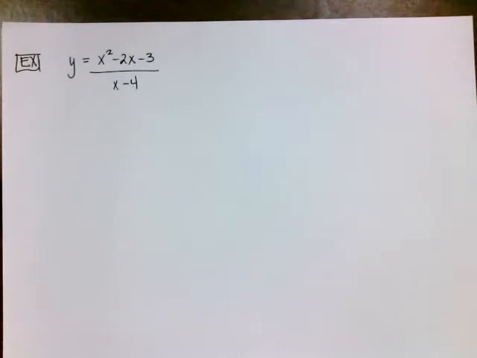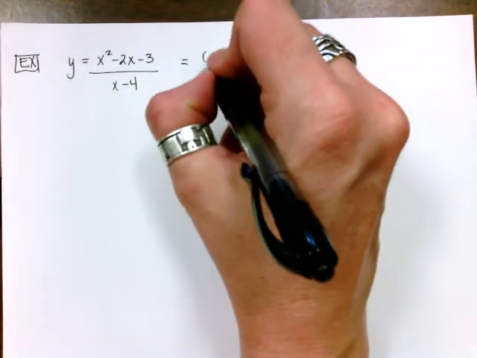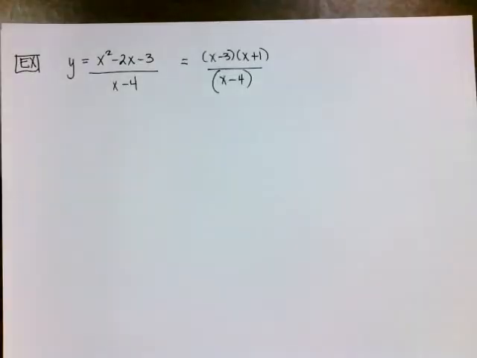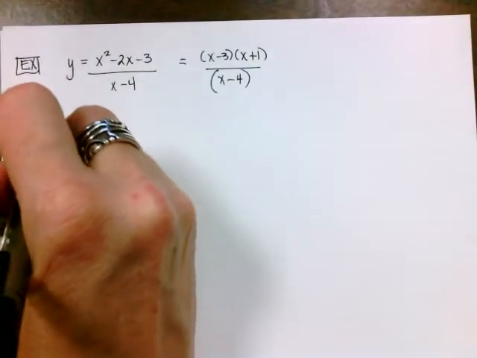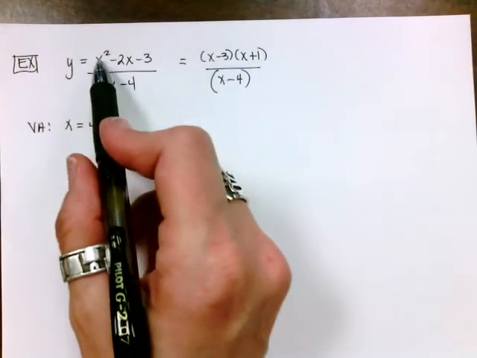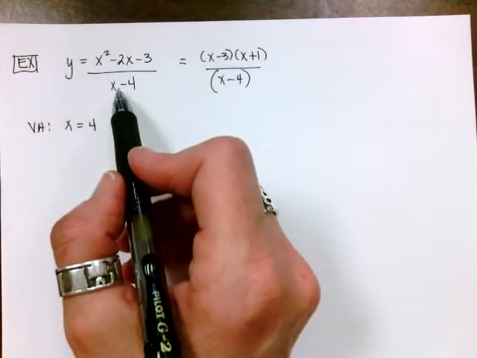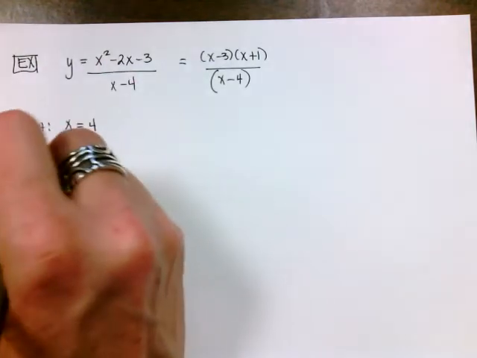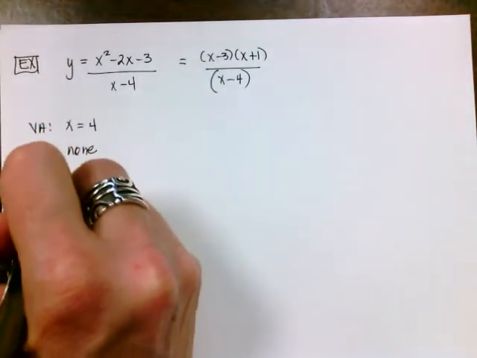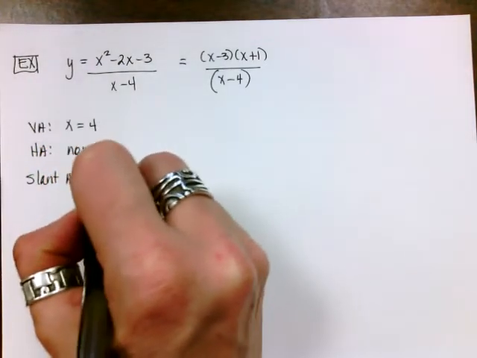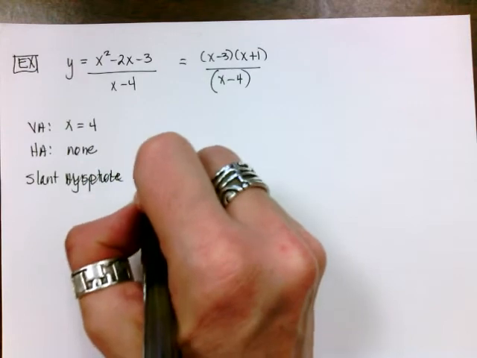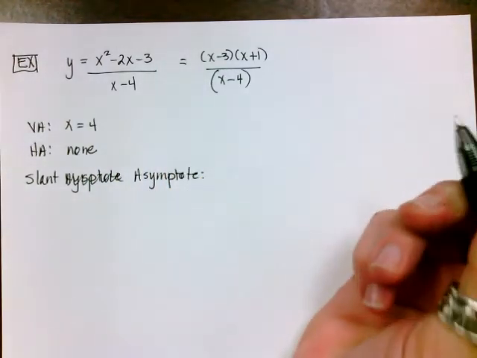So in this one, I actually want to factor the top. So it's going to be x minus 3, x plus 1 over x minus 4. Okay? All right. So I know my vertical asymptote is going to be x is equal to 4. I actually have a higher degree in the numerator than I do in the denominator. So what I'm going to show you is that I actually don't have any horizontal asymptotes, so I'm going to have none, but I'm going to have a cool thing called a slant asymptote. I spelled asymptote really wrong, sorry, A-S-Y-M-P-T. There we go. Now it's spelled correctly.